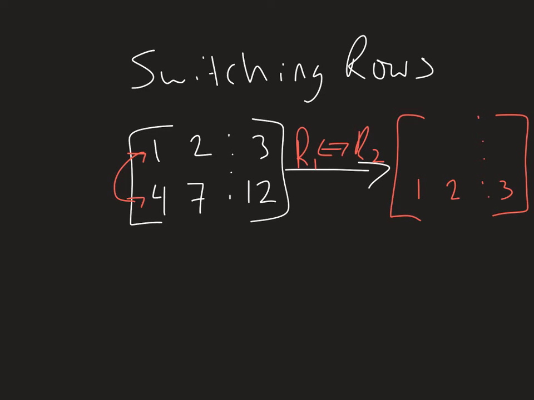And then likewise, 4, 7, and 12. Now this can be useful if we want to have different numbers on the top row of our equation, or of our matrix. And we'll talk about some benefits to having that when we go through an example of how to solve a system of equations with matrices.